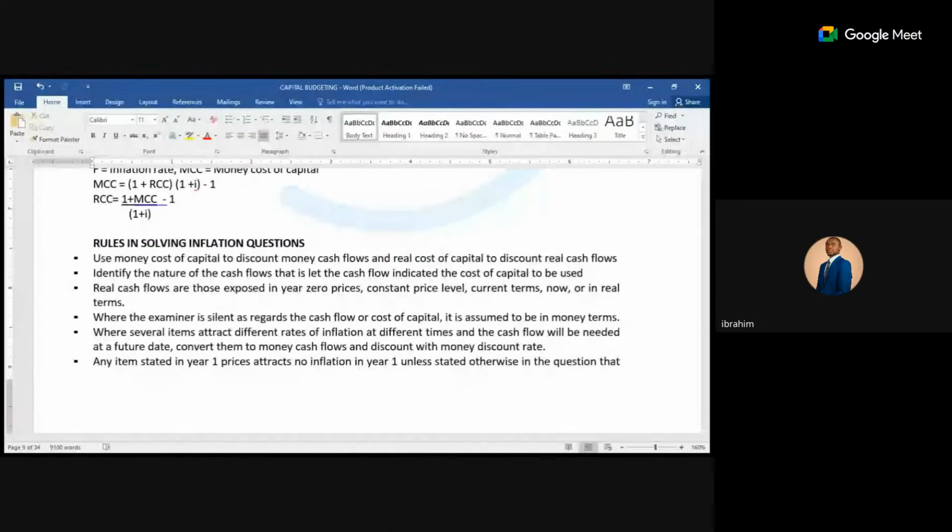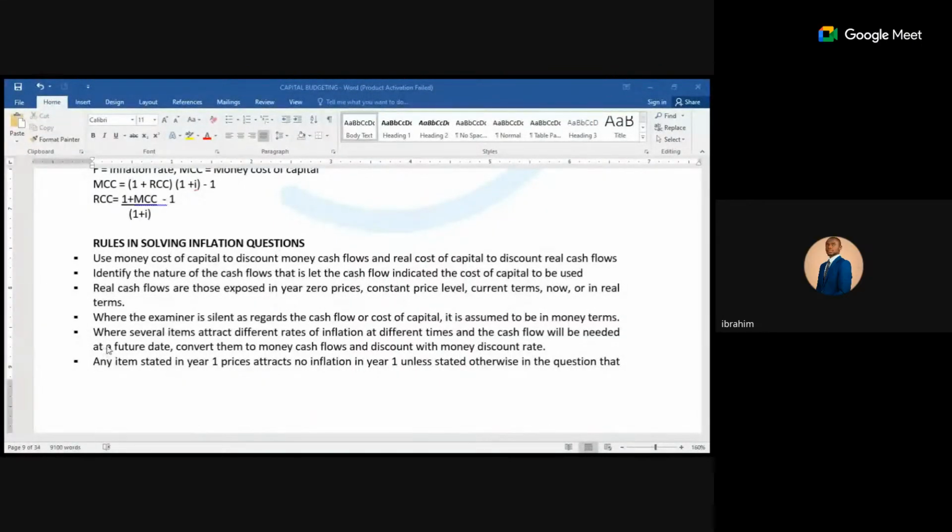General rules. Now, use money cost of capital to discount money cash flow and real cost of capital to discount real cash flows. Real cash flow are those expressed in year 0 prices, constant price level, current terms, or in real terms. You may see that all cash flow are in real term or are in current terms. So you should know that this cash flow is a real cash flow.